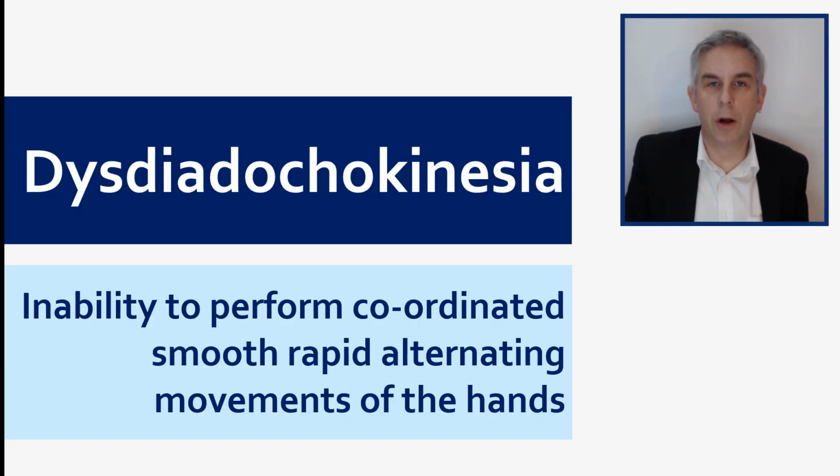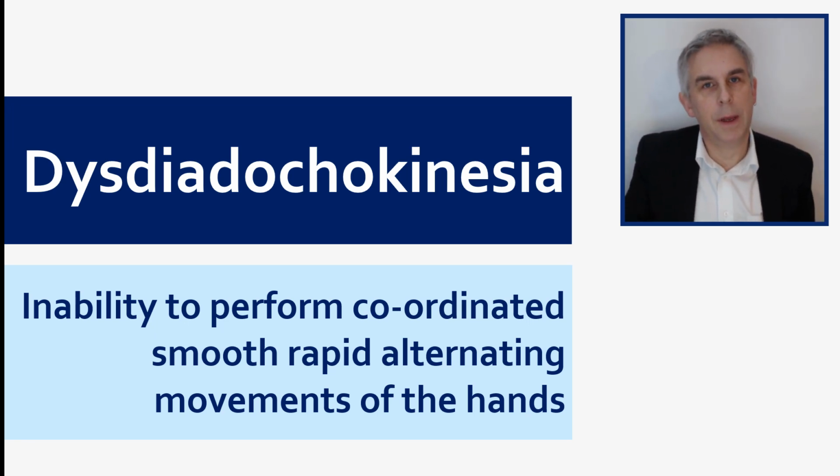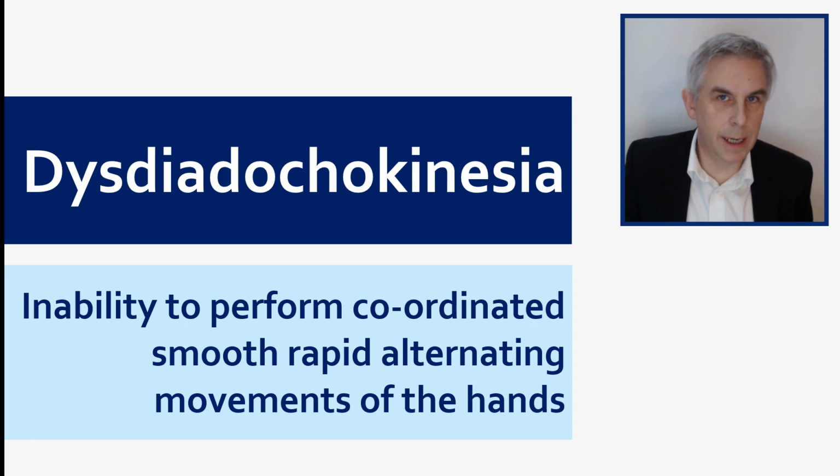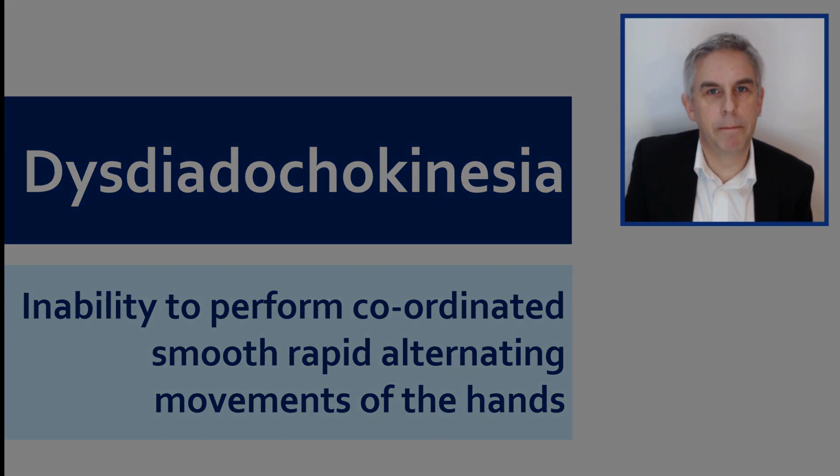The second test that you might commonly see or read about as a test for cerebellar damage is a test for what's called dysdiadochokinesia. This is an inability to perform coordinated, smooth, rapid, alternating movements of the hands. If I show you what a test for dysdiadochokinesia looks like, it's normally something like this.